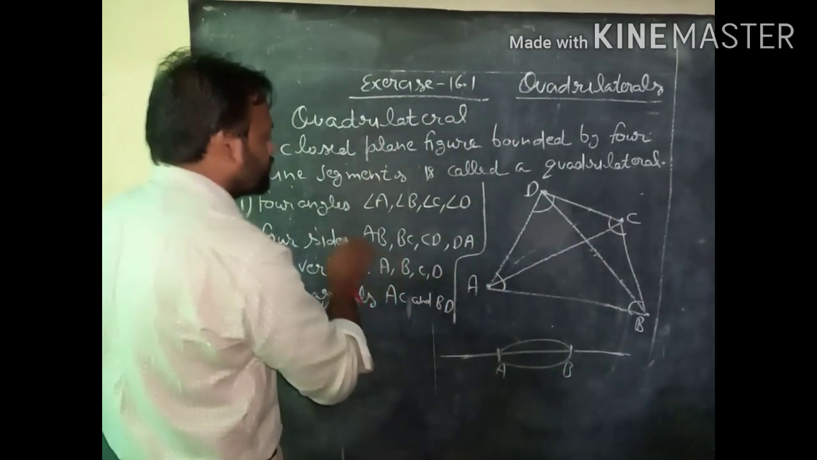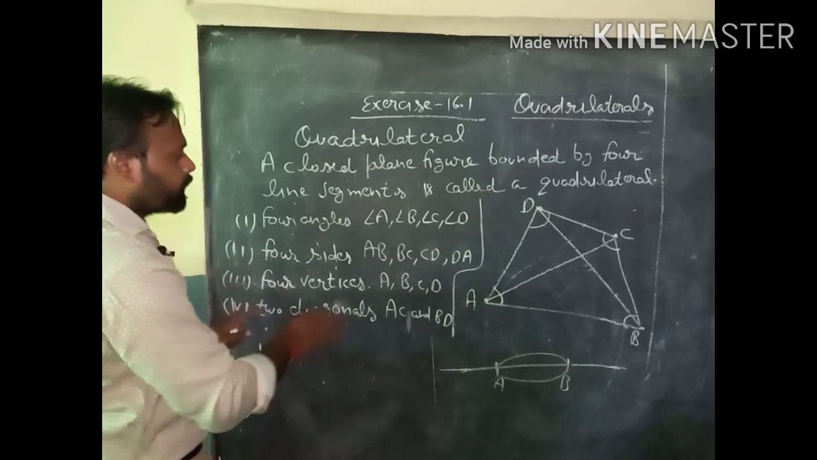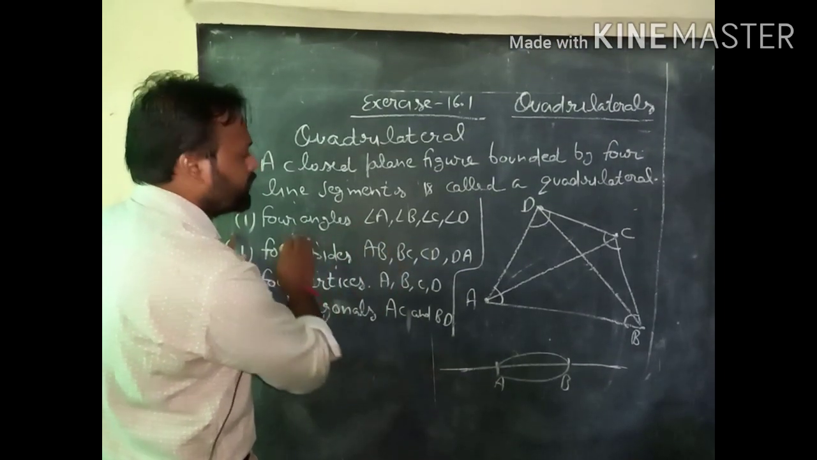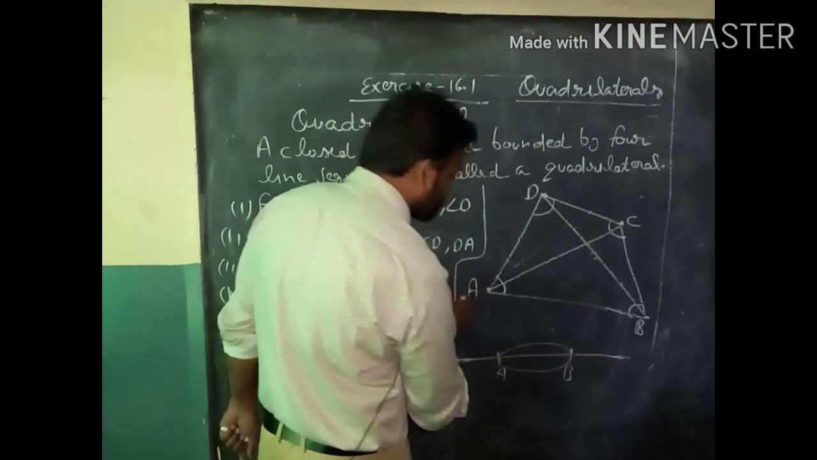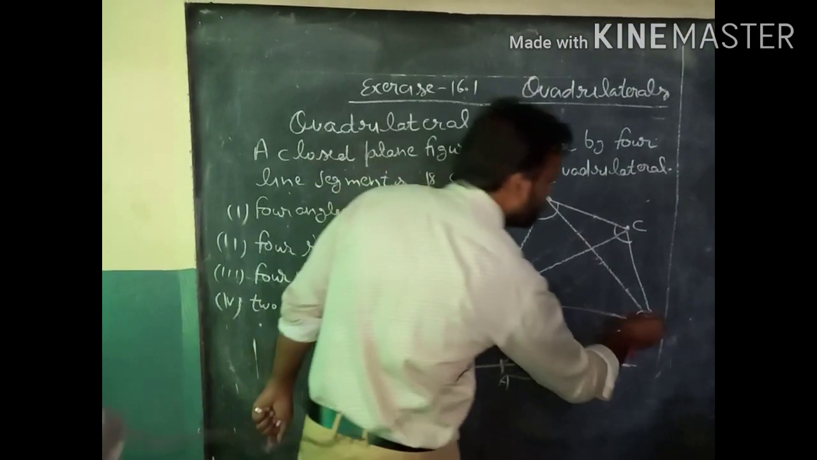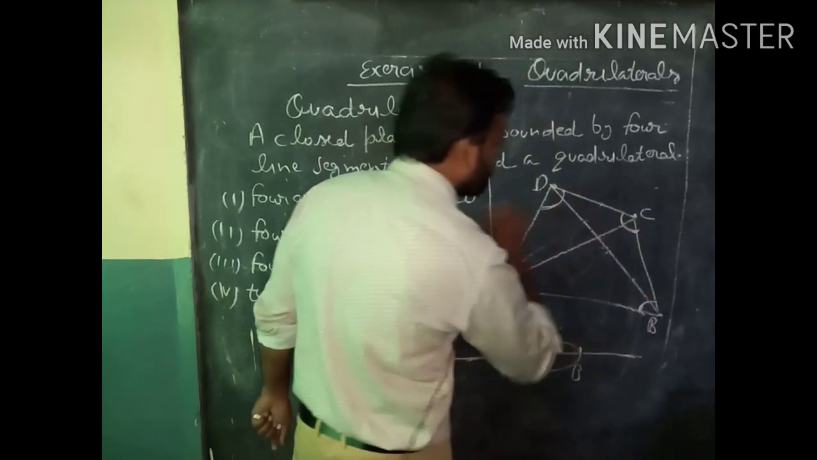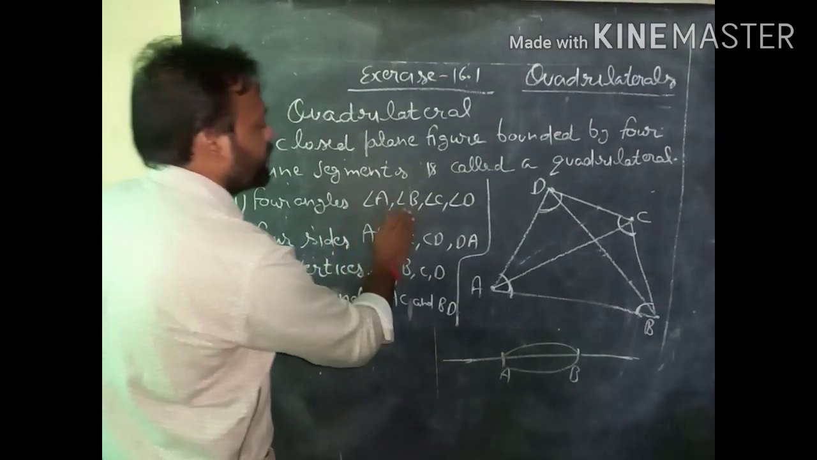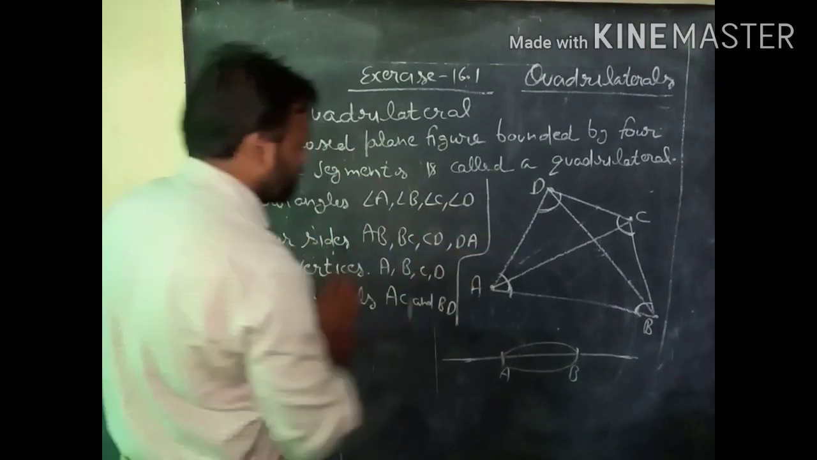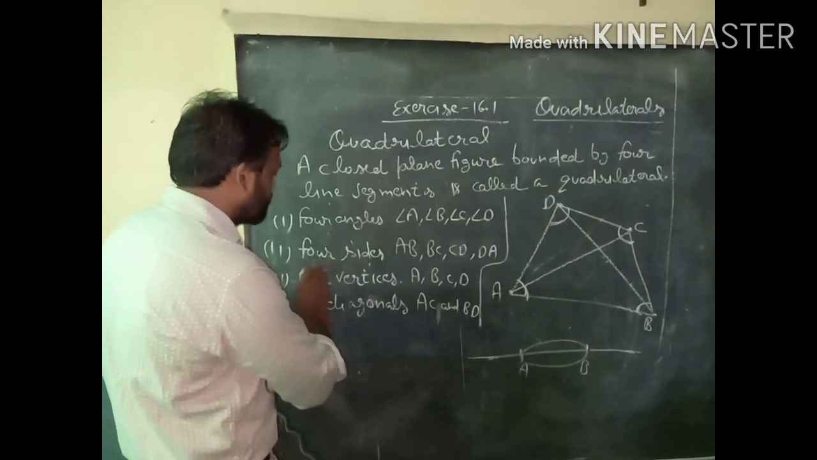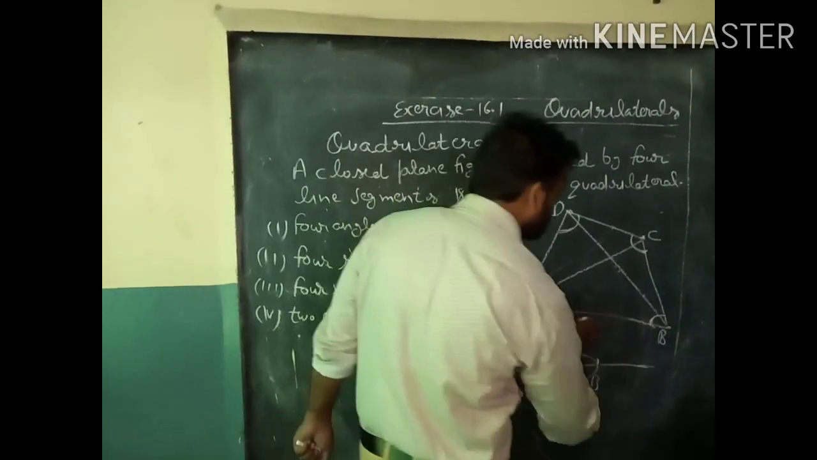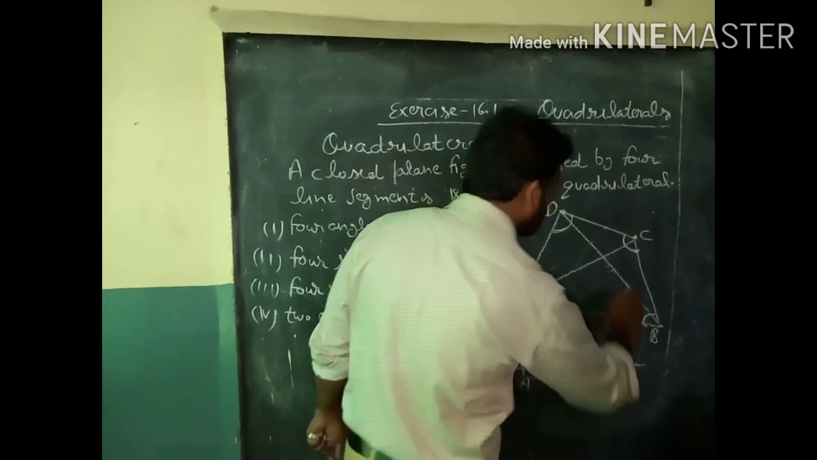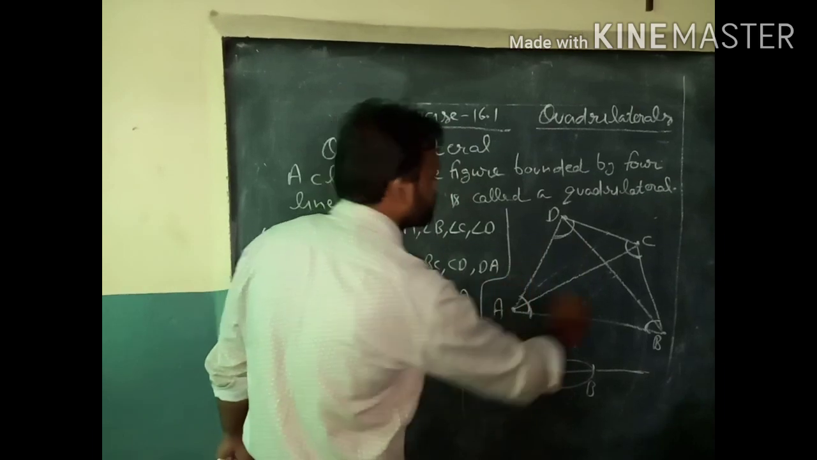Now we have to discuss some more important things here. First of all, a quadrilateral has 4 angles: angle A, angle B, angle C and angle D. Now you can see it has 4 sides: the AB side, BC side, DC side, and DA side. So the quadrilateral has 4 sides and 4 angles.